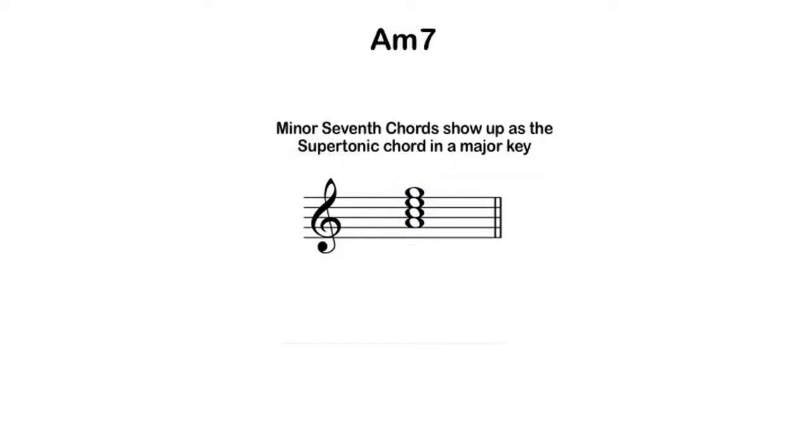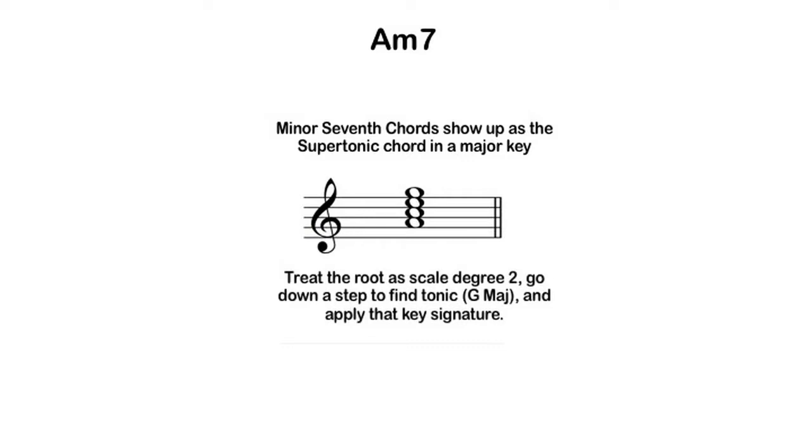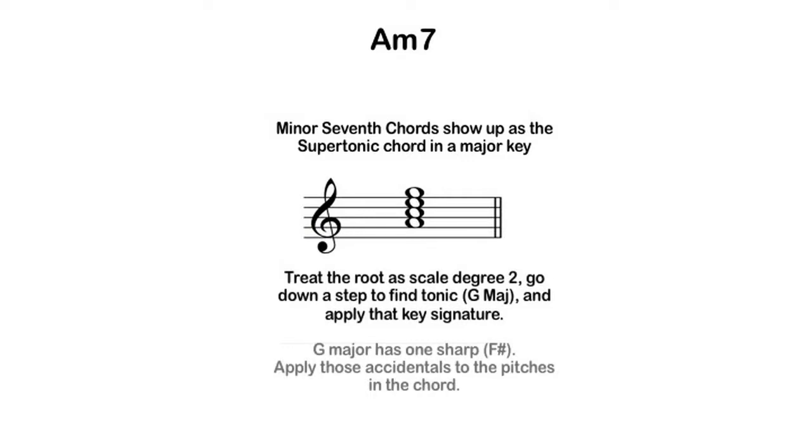Using the scale degree method, minor 7th chords show up as the supertonic 7th chord in a major key. So I know that A would be the supertonic, or second scale degree, in the key of G major. G major has 1 sharp, which is an F sharp, and since I don't have any Fs in this chord, I don't need to adjust any pitches.